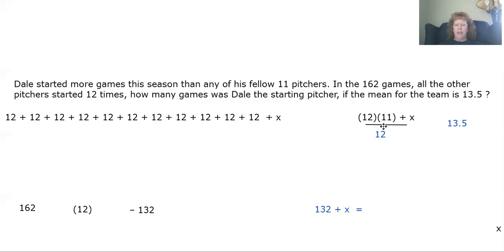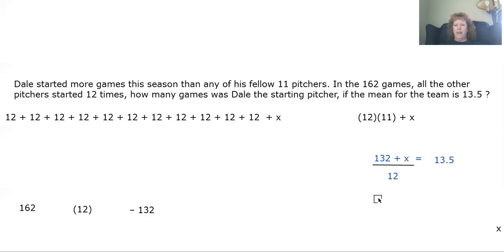If you had multiplied these two together, you would have gotten 132 plus X. So I'm going to move that here, divided by 12 equals 13.5. Any way that you would have arranged it so that you could have worked it out would have been fine. Now that you have your problem written, use the items in black to complete the operations in the problem.